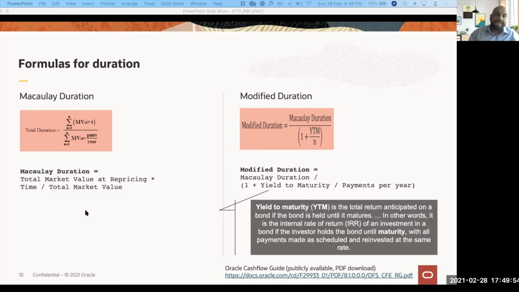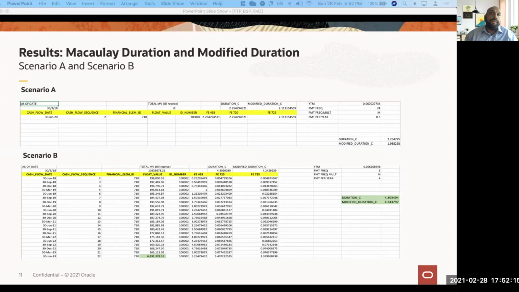It looks like a while since we looked at the formulas, so here's a recap again. One thing I wanted to highlight is, as part of the modified duration, we also need a financial element called the yield to maturity. The good news for us is that this is also calculated by the application. For this presentation, I'm not going to dive deeper into that; we can do a separate presentation on that to make sure it's covered off. For our understanding, the duration underscore C in the application is the Macaulay duration, and the modified duration underscore C is, well, you guessed it, the modified duration.